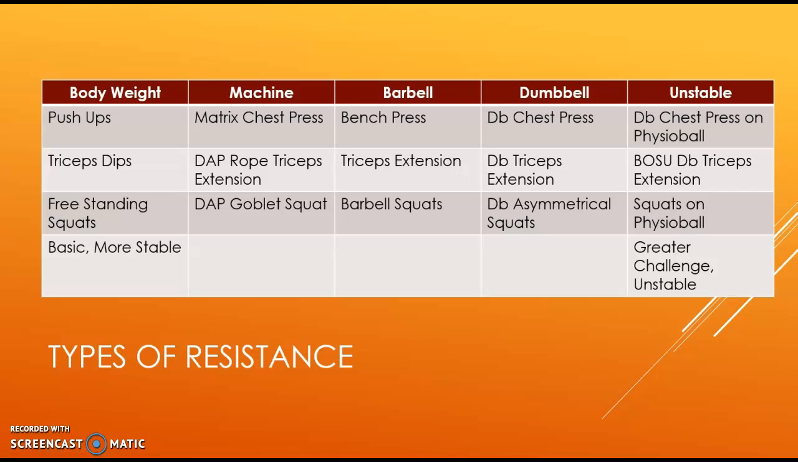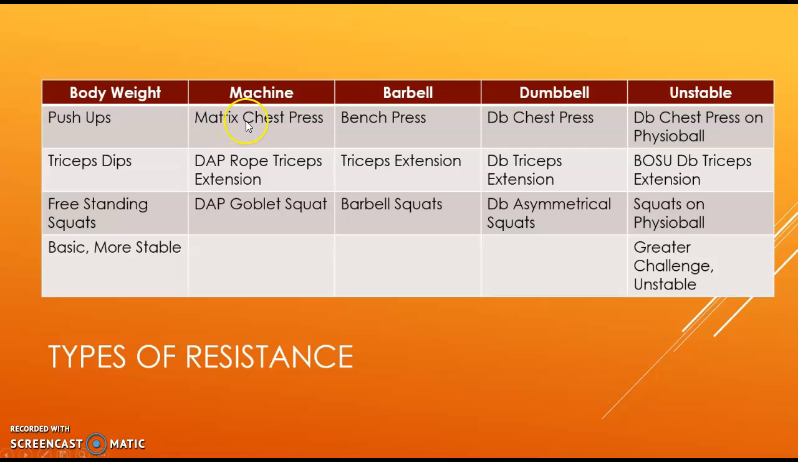So I look at resistance and I look at ways to map this out and have a way to organize. You'll see a couple slides that look very familiar here, but I want you to point out when you look at this, you have different types of resistance across the top. You have a person's own body weight, machine, meaning like cable crossover or selectorized machine, barbell, dumbbell, or something that's unstable. So somebody who does push-ups, they're utilizing their own body weight, tricep dips their own body weight, freestanding squats their own body weight. You get the idea.